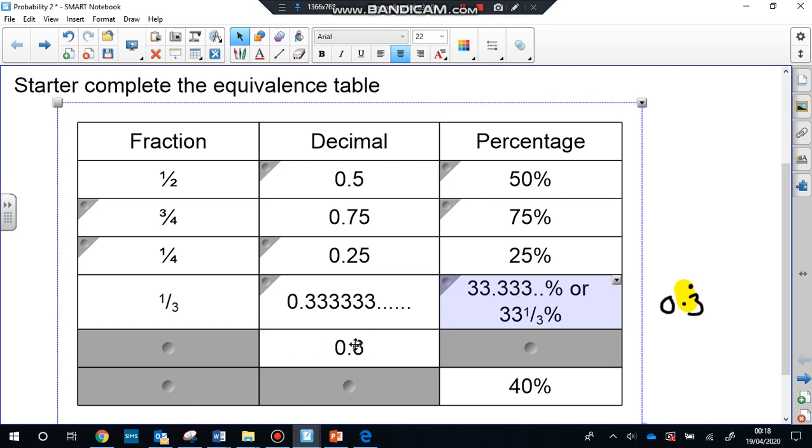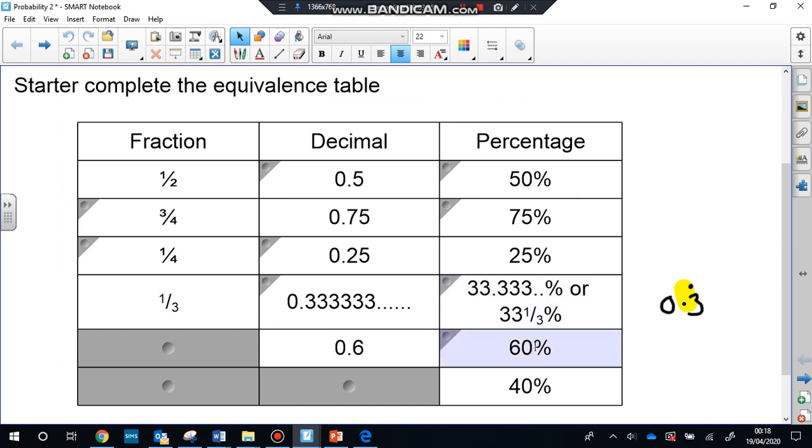So 0.6, if I multiply that by 100, I get 60%, okay? 60% is 60 out of 100, which cancels to 3/5. If I start with 40%, that divided by 100 is 0.4, and 40% is 40 out of 100, which cancels to 2/5. So hopefully you got those right. Other ones to think about that are recurring decimals are things like 1/6 and 2/3 as well, so just be wary of those.